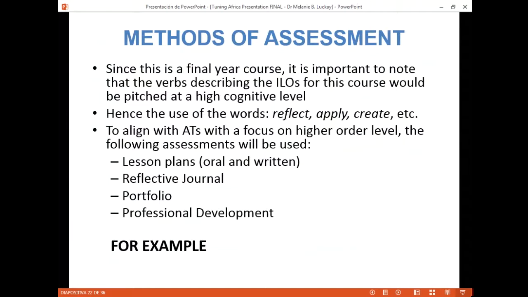Our assessments, now this was a very difficult part because we also wanted them to reflect, apply, etc. But we had to limit our assessments.